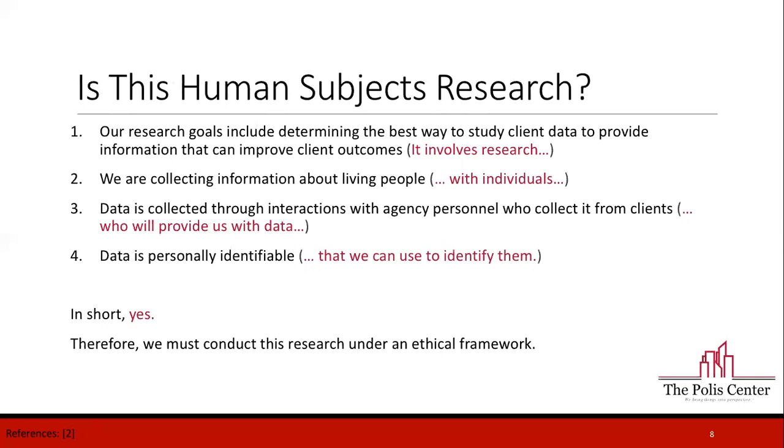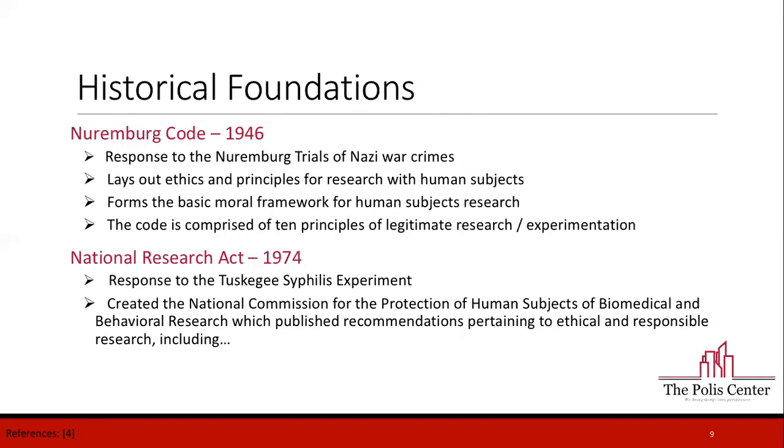Therefore, we have to conduct this research under an ethical framework, and there are several historic precedents for that as well as modern precedents. I'll start with historic precedents. One of the earliest examples of using ethics in human subjects research is the development of the Nuremberg Code in 1946. It was a response to the Nuremberg trials of Nazi war crimes.